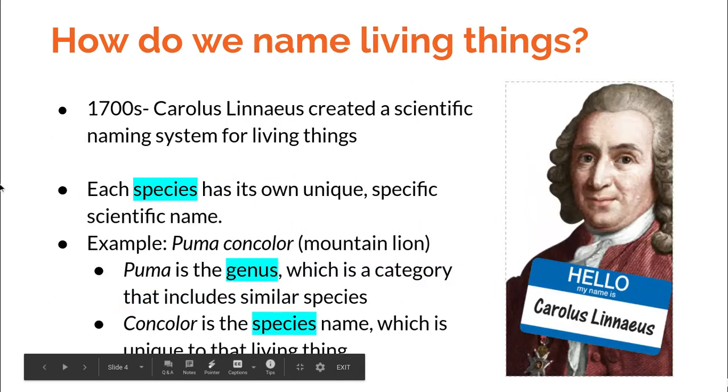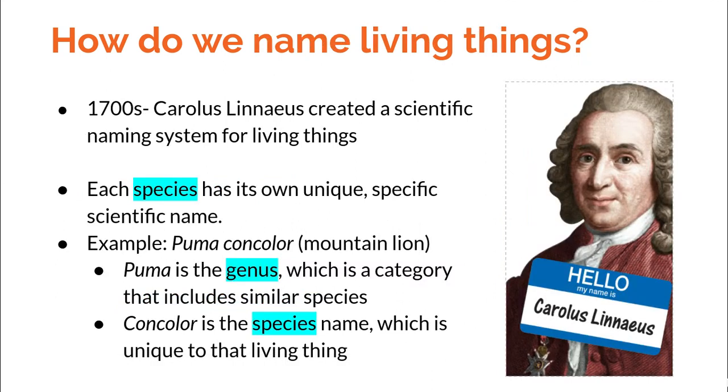So another thing that we're going to talk about in this lesson is how we name species. So a little bit of a history lesson. On the right, you can see this scientist. His name is Carolus Linnaeus. Back in the 1700s, he was responsible for creating a new system to name living things. So in his system, each species has its own unique, specific scientific name.